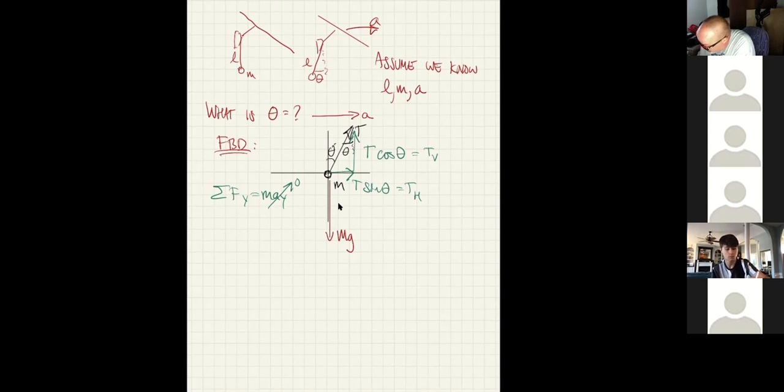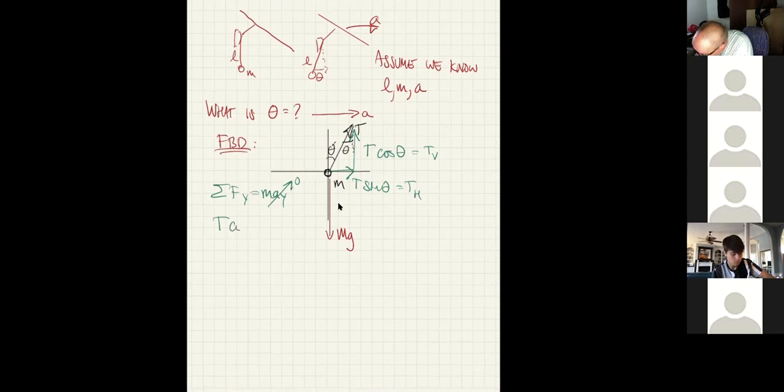So the result is that T cosine theta is acting upwards minus mg is equal to zero. So I'm going to say T cosine theta is equal to mg. So this is going to be equation one.